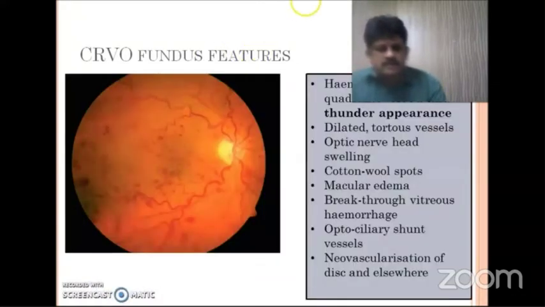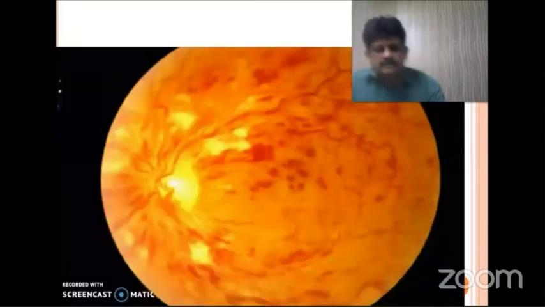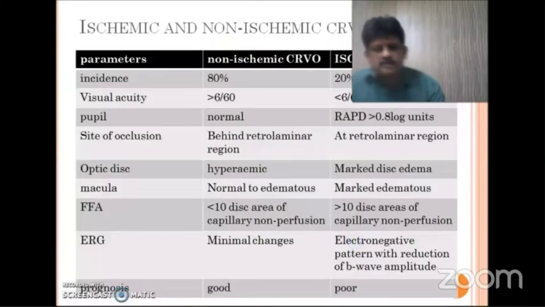The classic fundus feature shows hemorrhages in all 4 quadrants with dilated tortuous vessels. It's called the blood and thunder appearance, with cotton wool spots, and in long-standing cases you will see opticociliary shunts and neovascularization over the disc and elsewhere. This is again a fundus picture showing multiple hemorrhages and cotton wool spots with dilated tortuous veins, suggestive of vein occlusion.